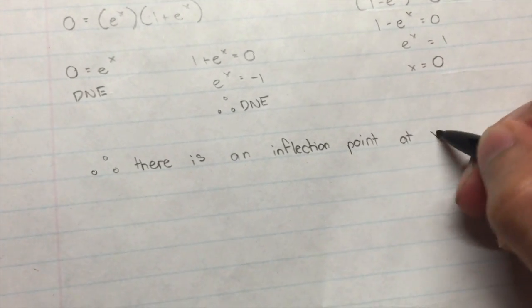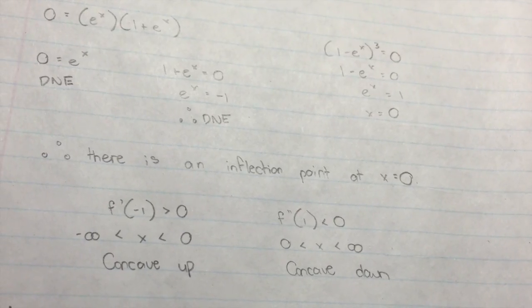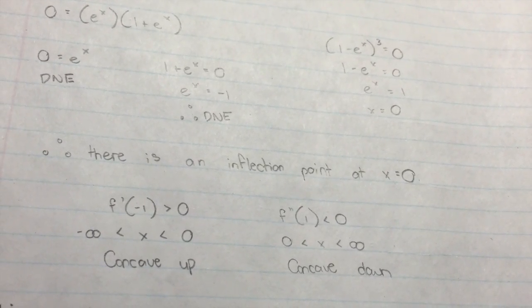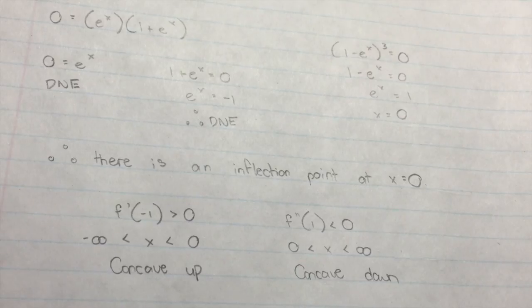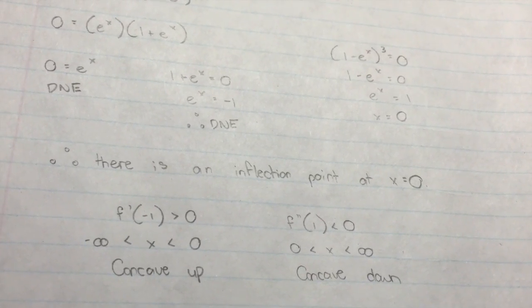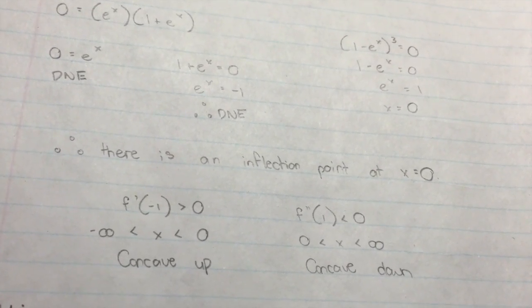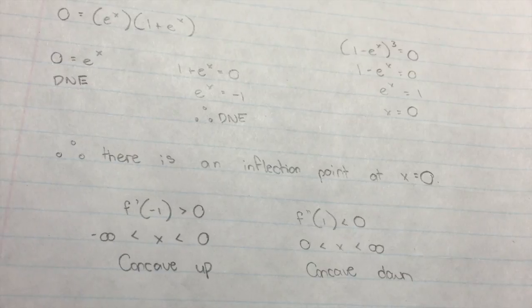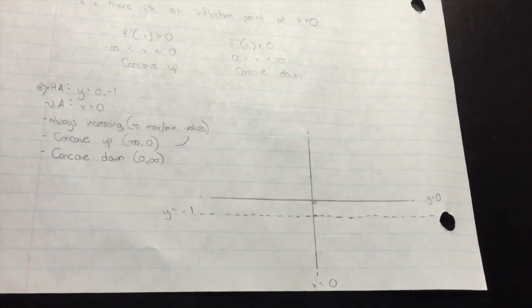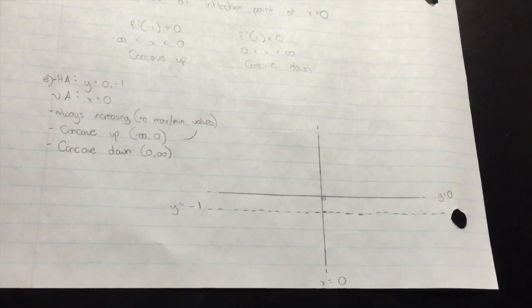Something to note: when the second derivative at negative 1 is greater than 0 and the interval is negative infinity to 0, the graph is concave up. When the second derivative at 1 is less than 0 and the interval is between 0 and infinity, the graph is concave down. So for part E, we are asked to sketch the function based on the information that we've come up with from parts A to D.